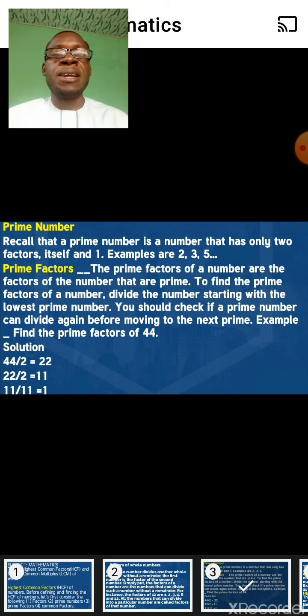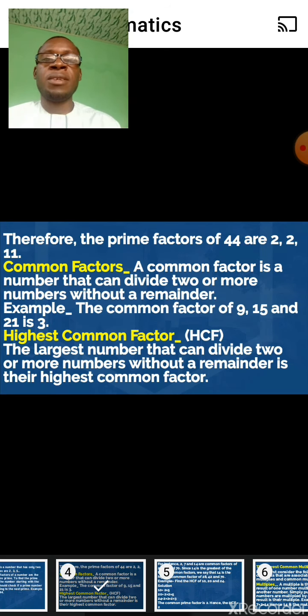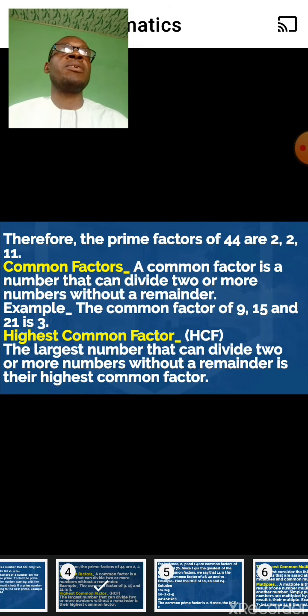Example, find the prime factors of 44. To find the prime factors of 44, you have to start dividing with the lowest prime number. Let's start. 44 divided by 2 gives us 22. And 22 divided by 2 gives us 11. There is no other prime number that can divide 11 apart from 11. So we now divide 11 by 11 and get 1. So the prime factors of 44 are 2, 2, and 11.